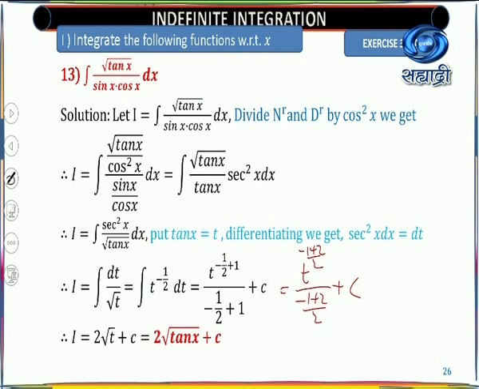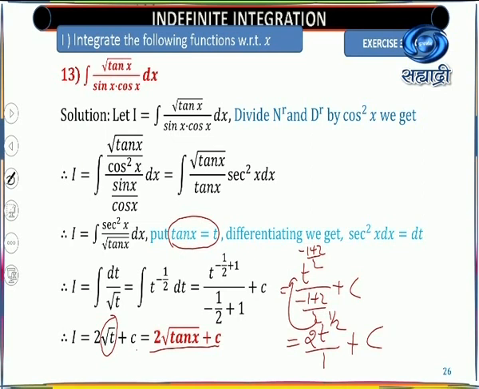Now this gives you 1 by 2, so this 2 goes to the numerator. Minus 1 plus 2 is 1, so you will get t raised to half. Here you are having 2 from the denominator's denominator, and here 1, plus constant of integration. And t raised to half you will write as root t. So your value is I equal to 2 root t plus constant of integration. The resubstitution says tan x equal to t, so the final answer is 2 root tan x plus constant of integration.